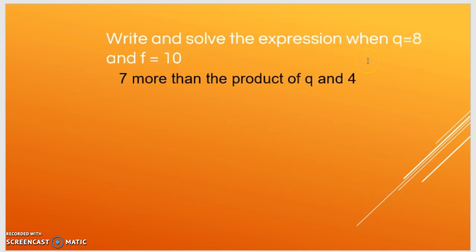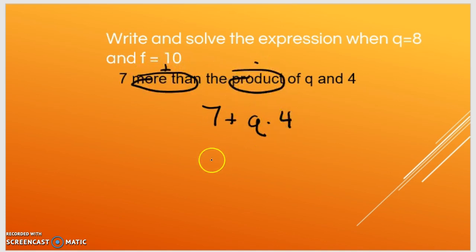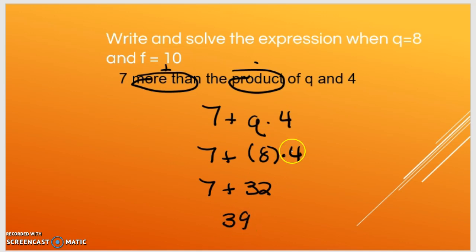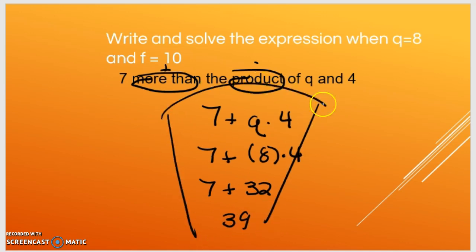All right, so this next one says write and solve the expression when q equals 8 and f equals 10. So I'm going to have to write this out as an expression and substitute numbers in. I have 7 more than the product of q and 4, so 7 more, 7 plus. Then the product is multiply, so q times 4. So I have 7 plus, q is 8, 8 times 4. So 7 plus 8 times 4 is 32. 7 plus 32 is 39. So for this problem, you would need all that work to get full credit. Okay, but your answer is 39.